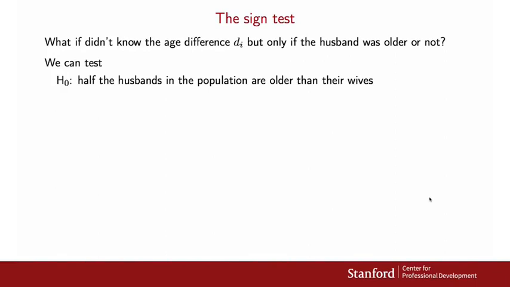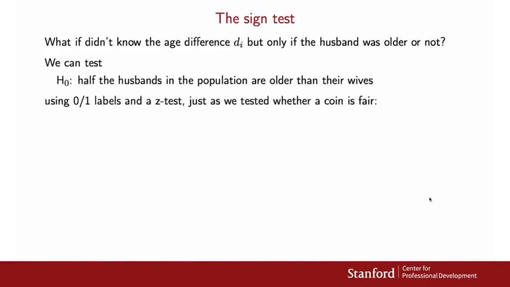We would have to write the null hypothesis a little bit differently. We would say half the husbands in the population are older than their wives. And the reason why we write it down that way is because we are now only interested in whether the husband is older or not, and we specify the proportion of husbands who are older, which is half. So that hints that we are looking at 0-1 labels because we are counting how many husbands are older than their wives. And then we can just use a simple z-test.